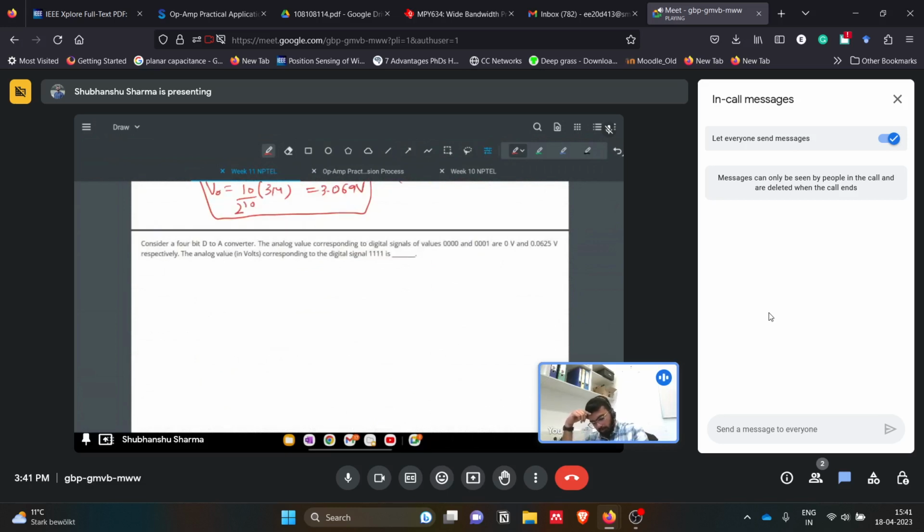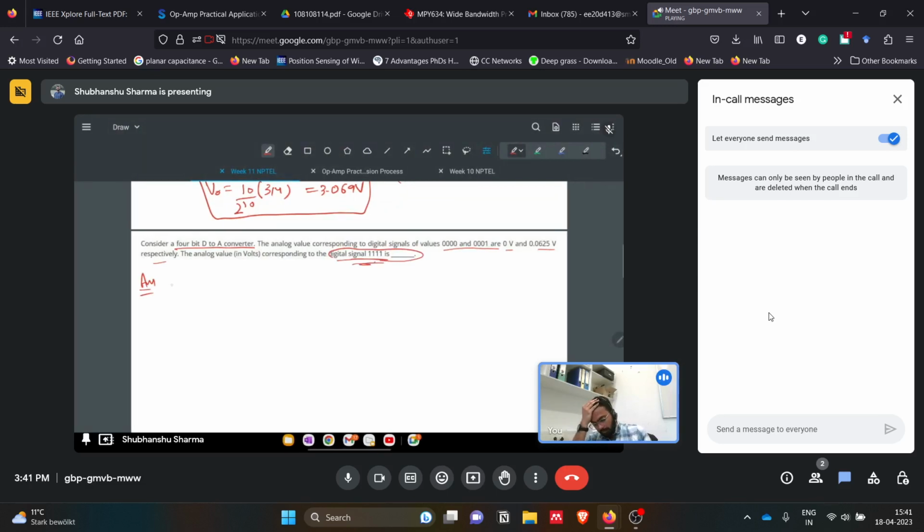Consider a 4-bit D to A converter. So we have a 4-bit D to A converter. The analog values corresponding to digital signals 0000 and this one are 0 volt and this one respectively. Then we have to find the analog value corresponding to the digital signal, this one, that is the full scale value.